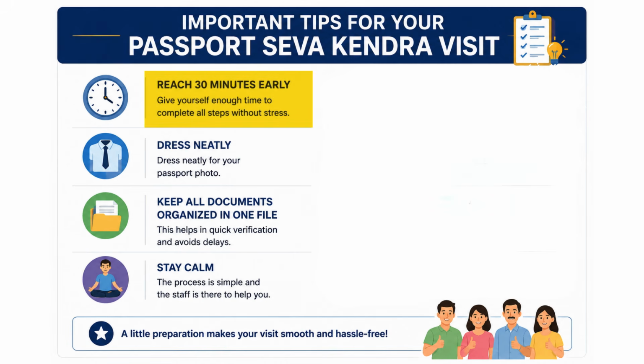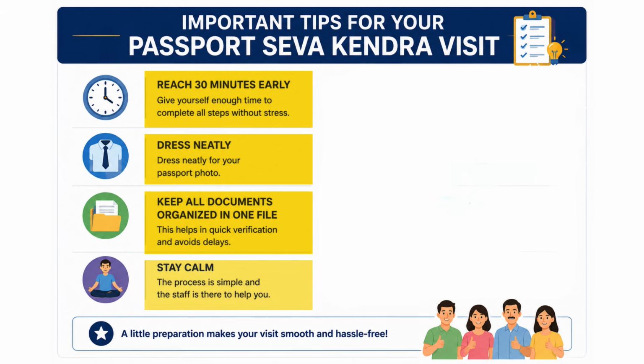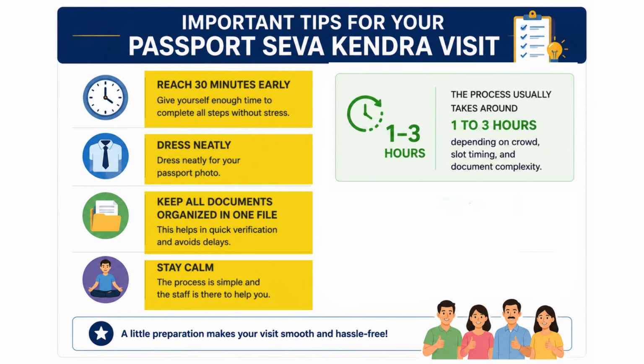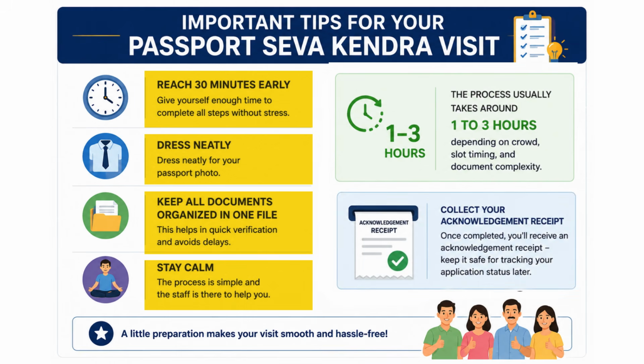A few important tips. Reach at least 30 minutes early. Dress neatly for your passport photo. Keep all documents organized in one file. Stay calm, the process is straightforward. Usually, the full process takes around 1 to 3 hours depending on crowd, slot timing and document complexity. Once completed, you will receive an acknowledgement receipt. Keep it safe for tracking your application status later.